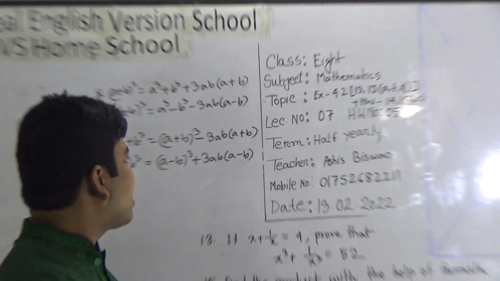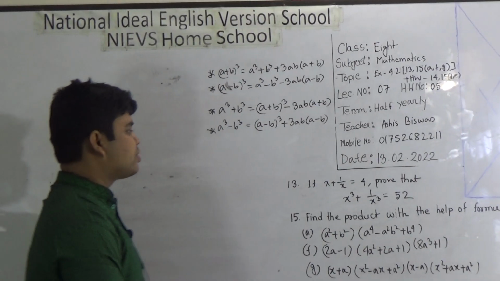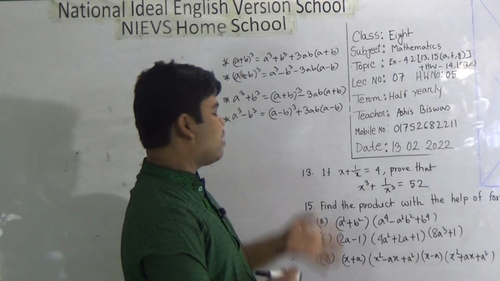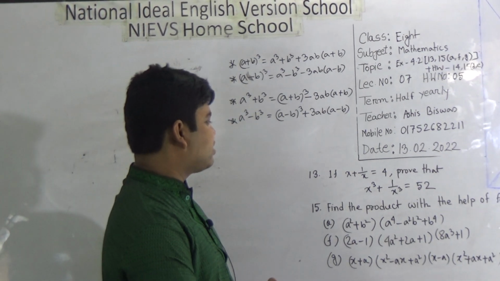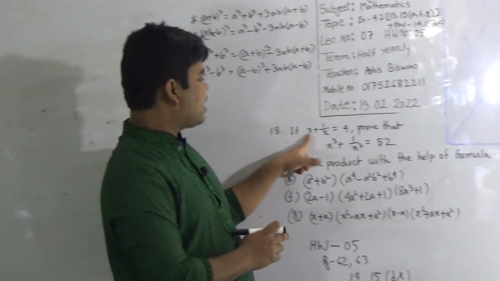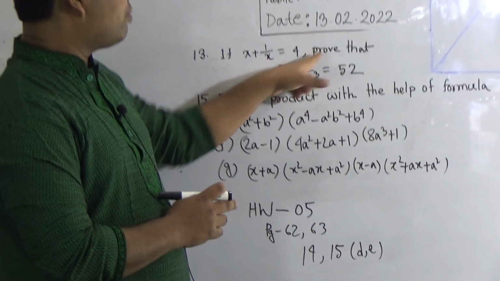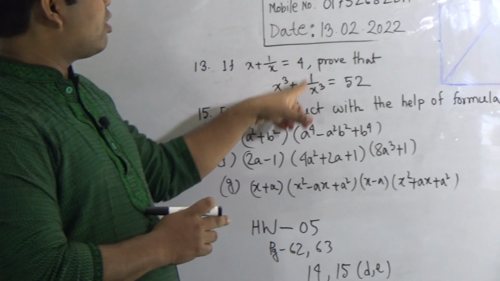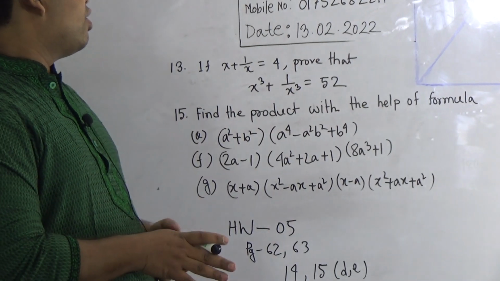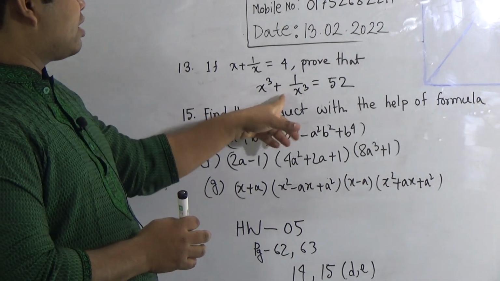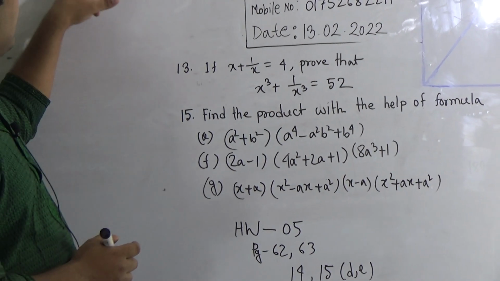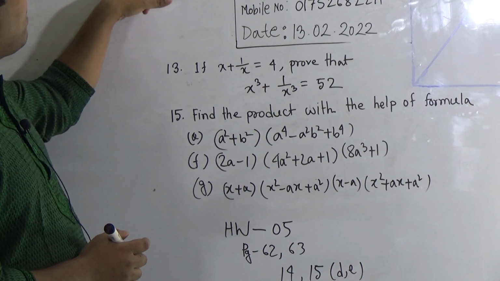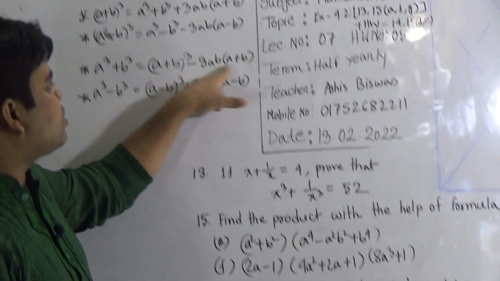My dear students, so let us start our class. Question number 13 and 15, I have already written on the board. First of all, question number 13: if x plus 1 by x equals 4, prove that x cube plus 1 by x cube equals 52. My dear students, please notice this is plus. So, we use here the a cube plus b cube formula, which is this one: a cube plus b cube equals a plus b whole cube minus 3ab into a plus b.